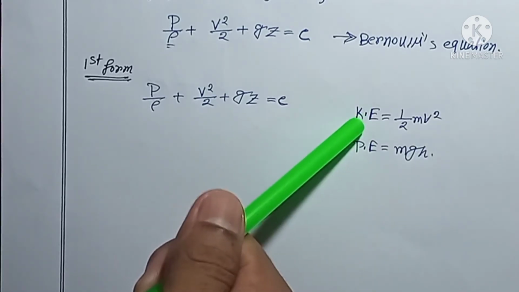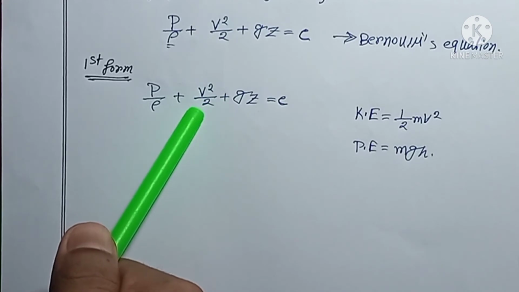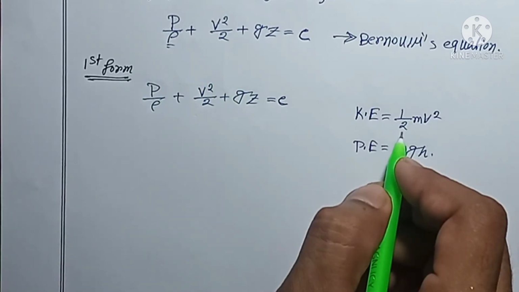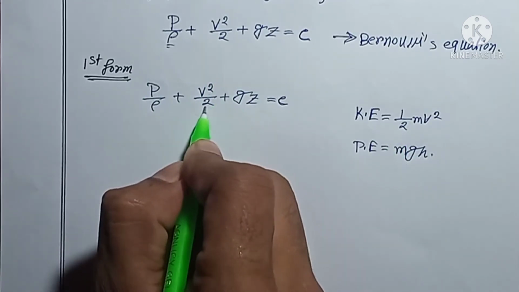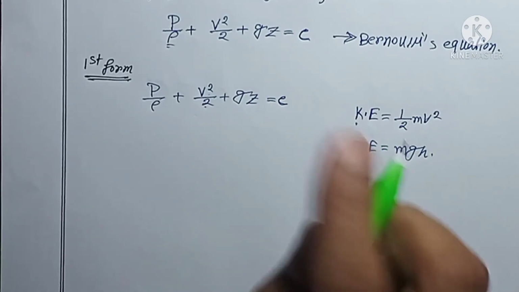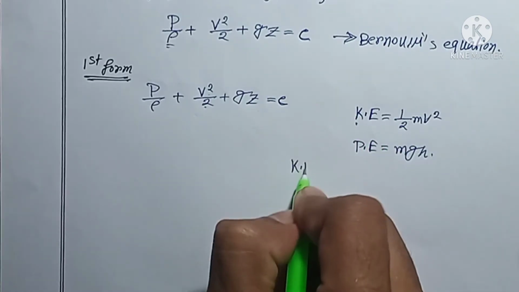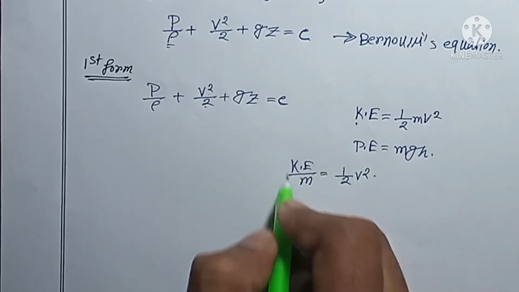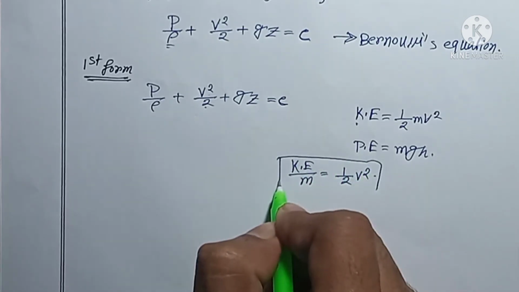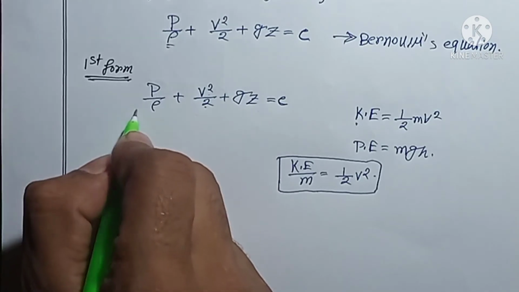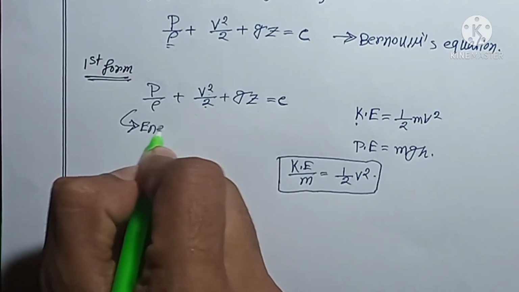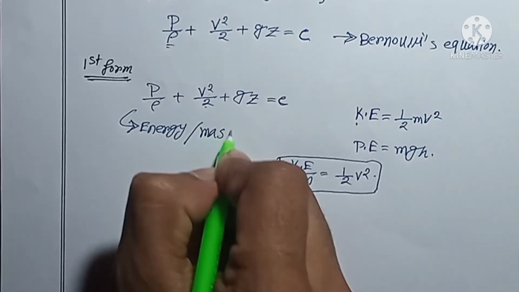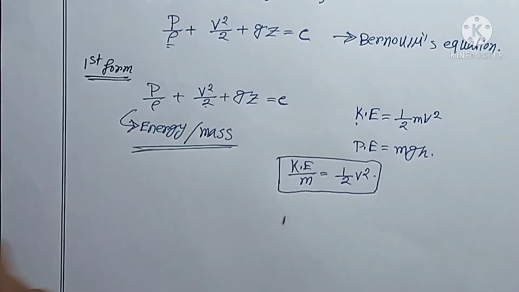If you compare this kinetic energy with the term v square by 2, and similarly potential energy with the term gz, then how can we get this v square by 2? If I write down the kinetic energy per unit mass, then I will get half into v square. So we can say this is the form of Bernoulli's equation as energy per unit mass. This is the first form of Bernoulli's equation.